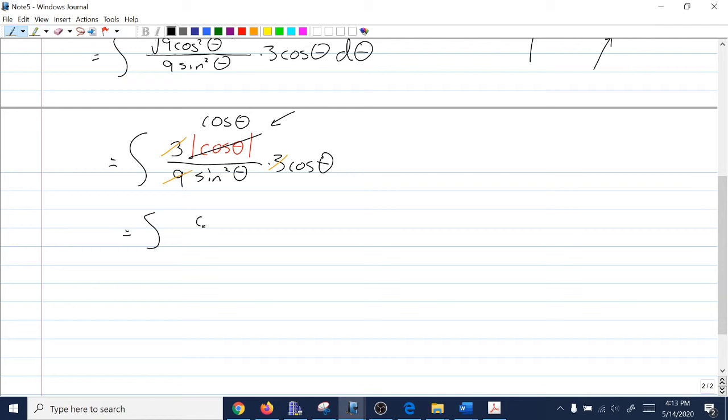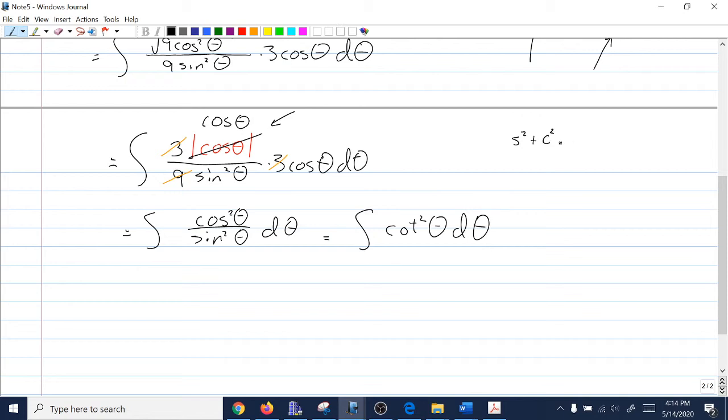I'm integrating cosine squared theta over sine squared theta, d theta. I'm integrating cotangent squared theta, d theta. How do I integrate that? Well, good news, everyone. We just had a whole section on how to deal with trigonometric integrals. This is a thing that we know how to do. If you're watching later, pause it and see if you can remember the trick for this. The trick is to use the trigonometric identity, and it turns into something easy.